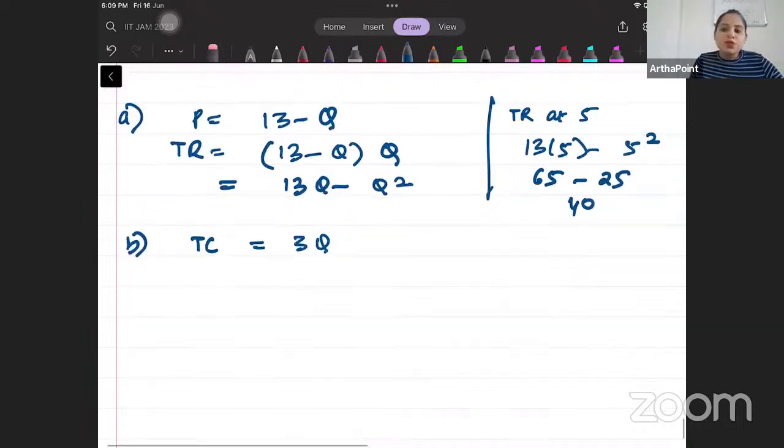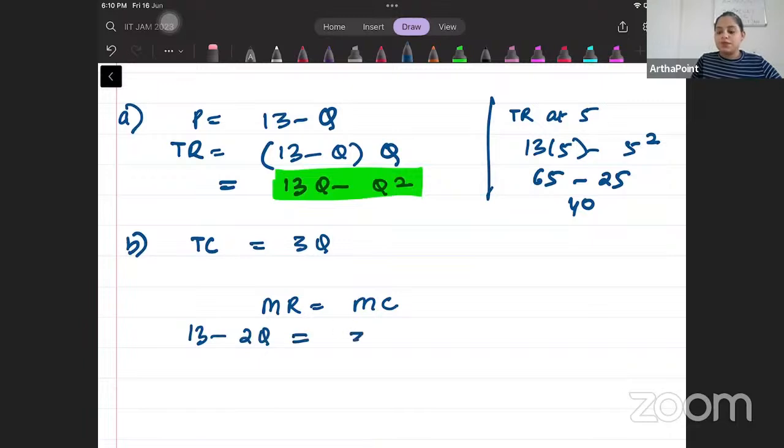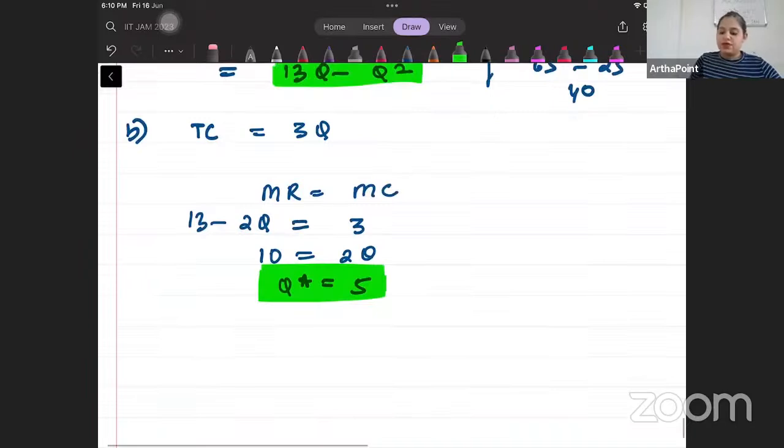So what is profit maximization in case of monopoly? Where MR is equal to MC. If I differentiate TR with respect to Q, I will get 13 minus 2Q. This is MR. MC is 3. So I get 10 is equal to 2Q. Q star will be 5. So my profit maximizing quantity will be 5.